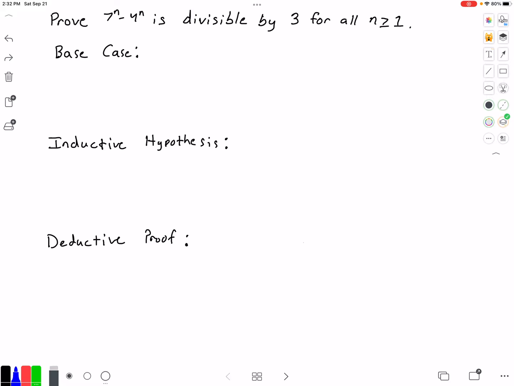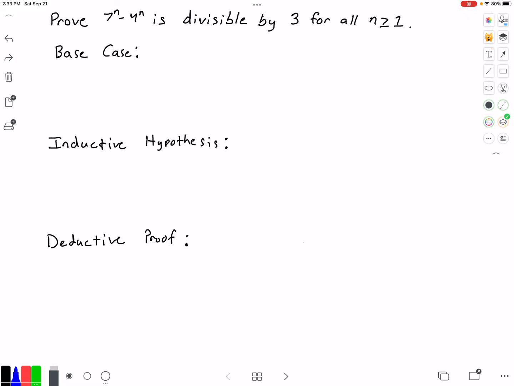So in this video we want to prove that 7 to the power of n minus 4 to the power of n is divisible by 3 for all values of n greater than or equal to 1. Okay, so to do this using induction, we need a base case, we need an inductive hypothesis step, and then we need a deductive proof step.